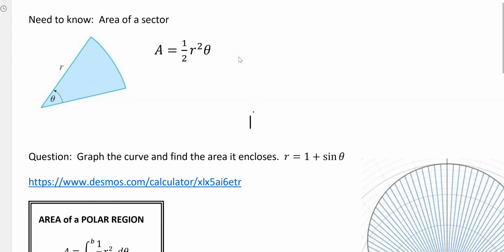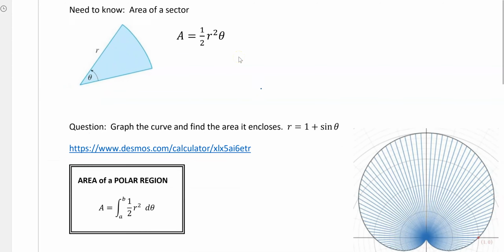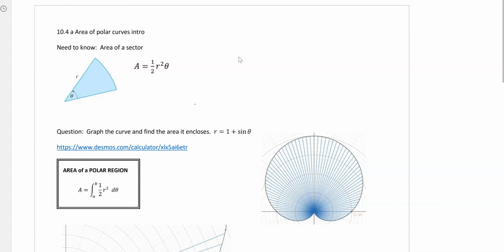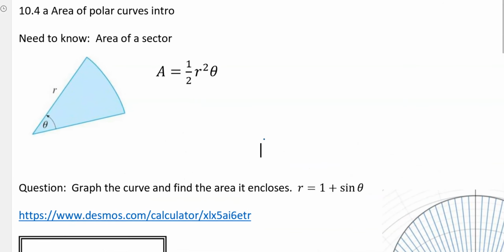All right, so we're going to be finding the area of our polar curves. Some of these polar curves are going to have regions that are enclosed, and we want to find the area within that region. Before we do that, we've got to do a little review of the area of a sector. We're going to be cutting these up into little tiny sectors.